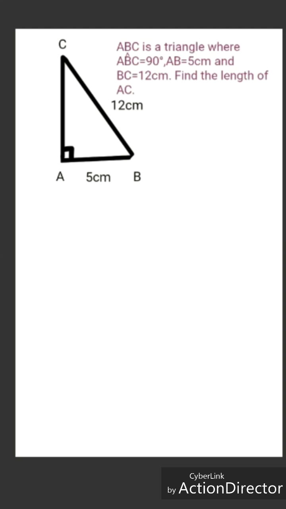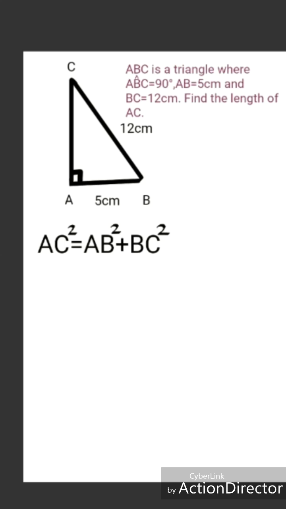So you'll have to do AC squared equals AB squared plus BC squared. Then, to solve it, you must use the formula and apply it to the question. Then you will leave AC squared because it has an unknown length, and also because it's what you're meant to be finding.